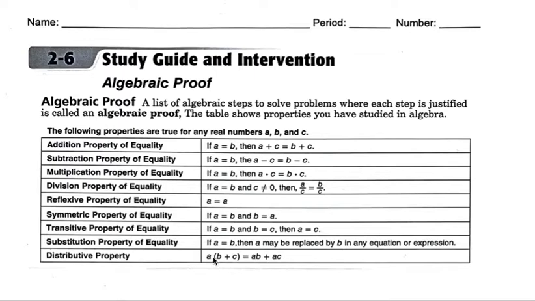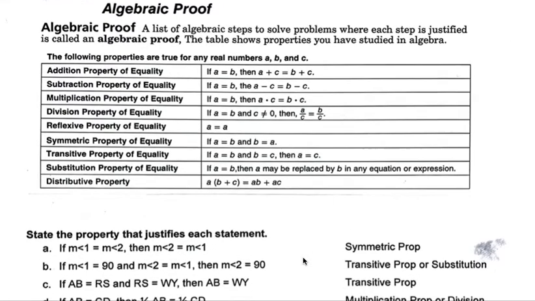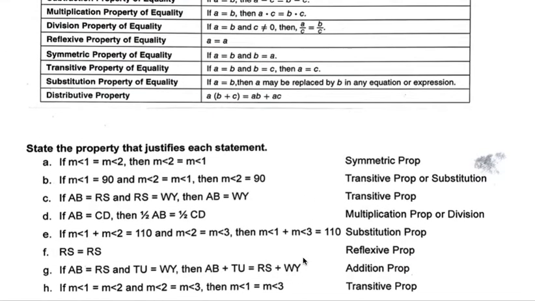And distributive, y'all have seen this for a while. If A is multiplied times the quantity B plus C, and this could be a minus also, then it's A times B, the outside number times the first number, plus comes along for the ride, and then A times C, the second part. Okay, so now we're going to look at some different types of real life scenarios, or I shouldn't say real life, but where we have numbers and stuff instead of just those old boring letters.